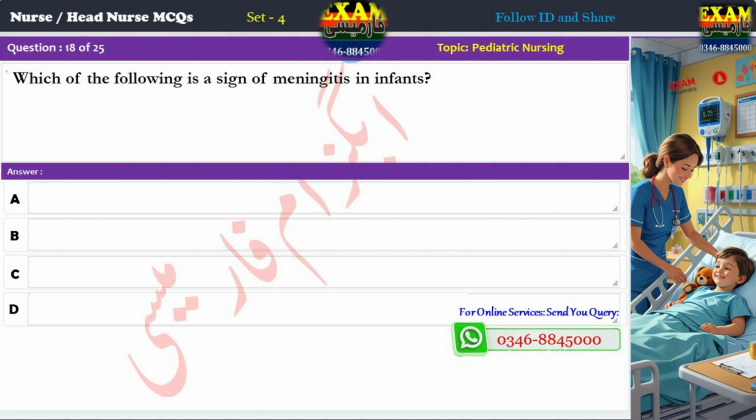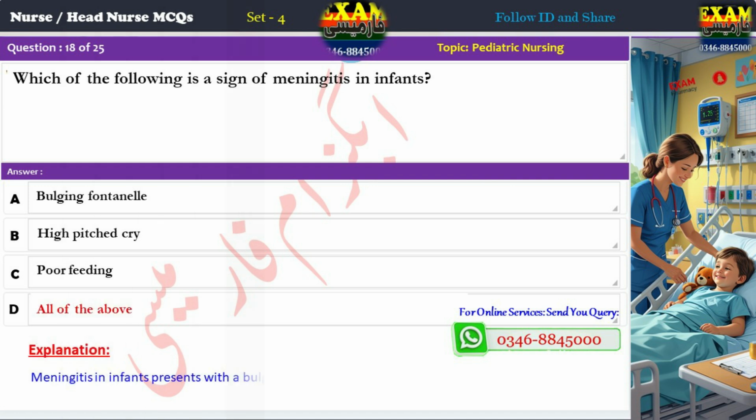Question 18. Which of the following is a sign of meningitis in infants? A. Bulging fontanelle. B. High-pitched cry. C. Poor feeding. D. All of the above. Correct answer: D. All of the above. Explanation: Meningitis in infants presents with a bulging fontanelle, high-pitched cry, and poor feeding.